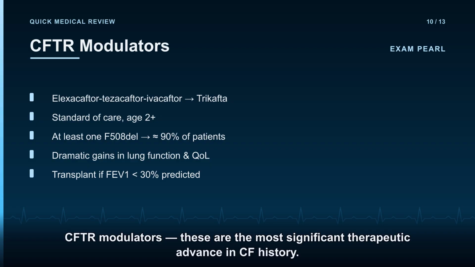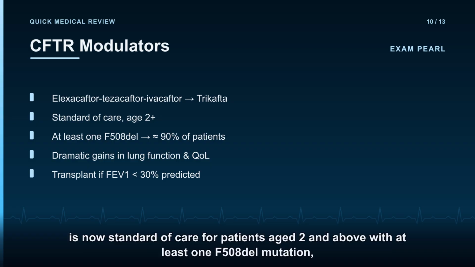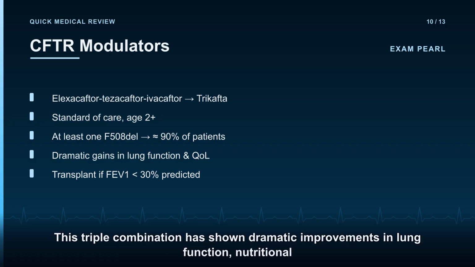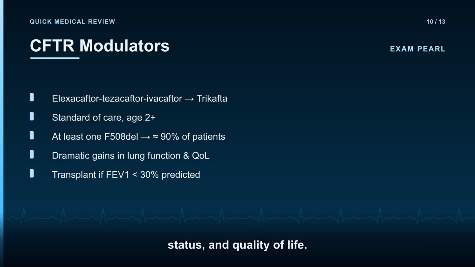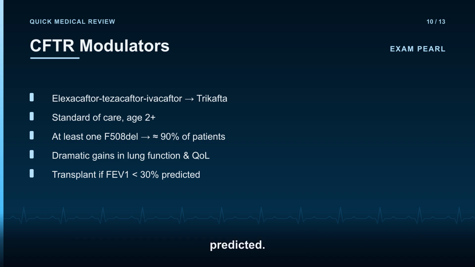CFTR modulators: these are the most significant therapeutic advance in CF history. Elexacaftor, tezacaftor, ivacaftor, marketed as Trikafta, is now standard of care for patients aged 2 and above with at least one F508del mutation, covering approximately 90% of CF patients. This triple combination has shown dramatic improvements in lung function, nutritional status, and quality of life. Lung transplantation is considered for end-stage lung disease with an FEV1 below 30% predicted.